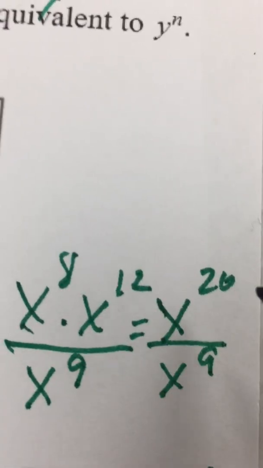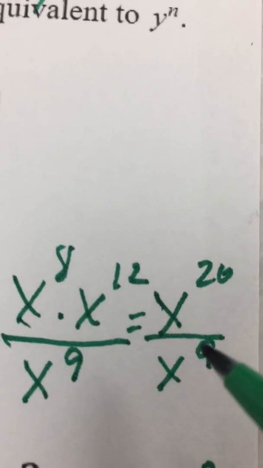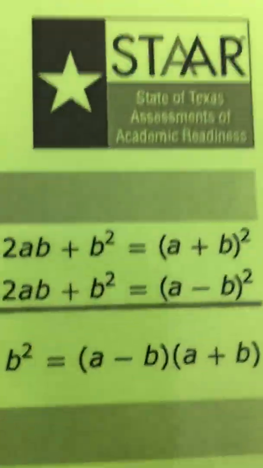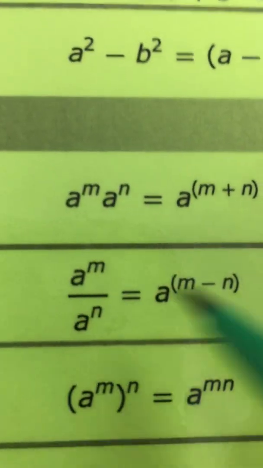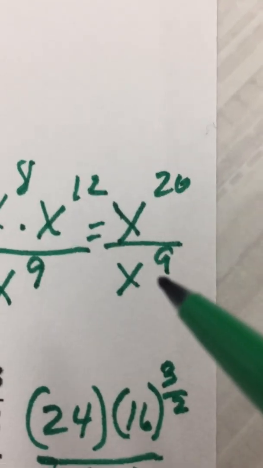So these two became 20. You added 8 plus 12, you got 20. Now, division. What math do you do when it's a division problem? Check your reference sheet. Here is my division problem. What do you do with the exponents? Subtract them. So back to my problem. Take the big number minus the small number. 20 minus 9 is 11.